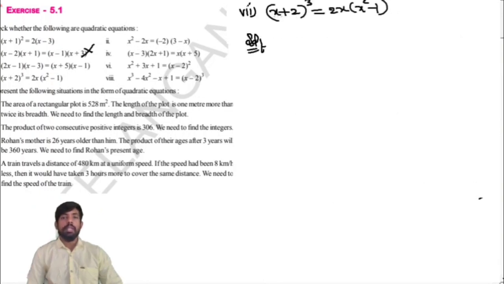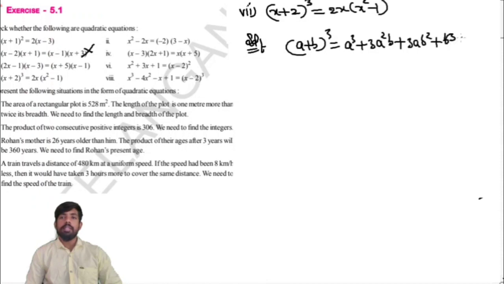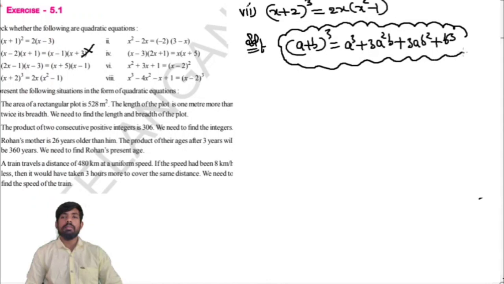So here we have (x + 2)³ = x(x² − 1). Use the (a + b)³ formula: a³ + 3a²b + 3ab² + b³. This is the formula, apply it here. So I am applying (a + b)³.